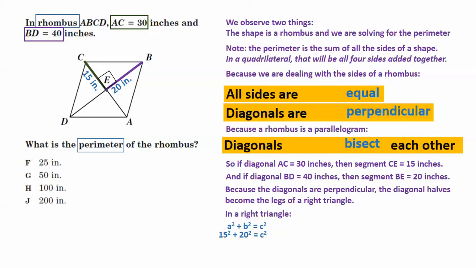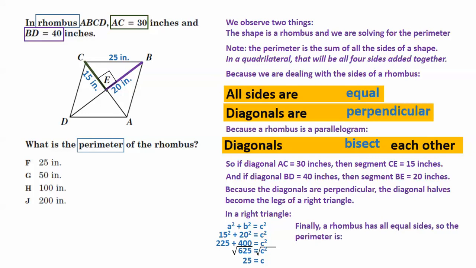Evaluating, I find that 15 squared is 225, plus 20 squared, which is 400, equals my C squared. Combining like terms, that means that 625 is equal to C squared. The opposite of a square will be a square root, so when I square root both sides, I find that my C will be 25. Finally, a rhombus has all equal sides, so the perimeter is 25 plus 25 plus 25 plus 25, which equals 100 inches.